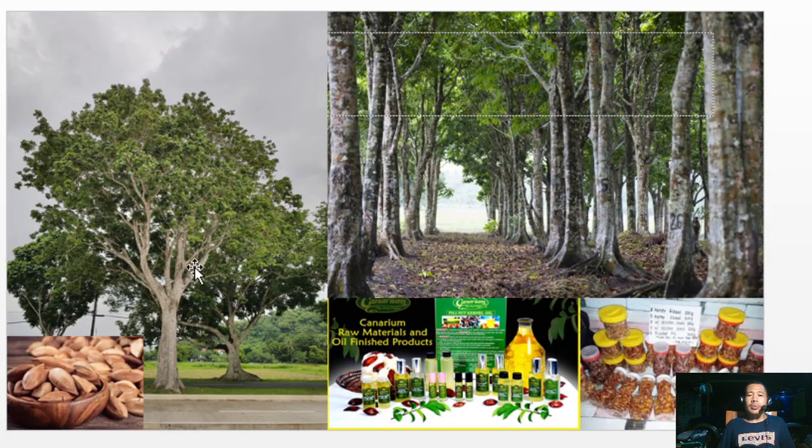The first one is the pili tree, Canarium ovatum. I personally recommend this tree because aside from protecting your crops, which is the primary purpose, it can give you extra income. The nuts from the trees are quite expensive, and you can derive other products out of your harvest. So you can produce pili oil and other beauty regimens. The timber or the wood of a pili tree is quite hard.